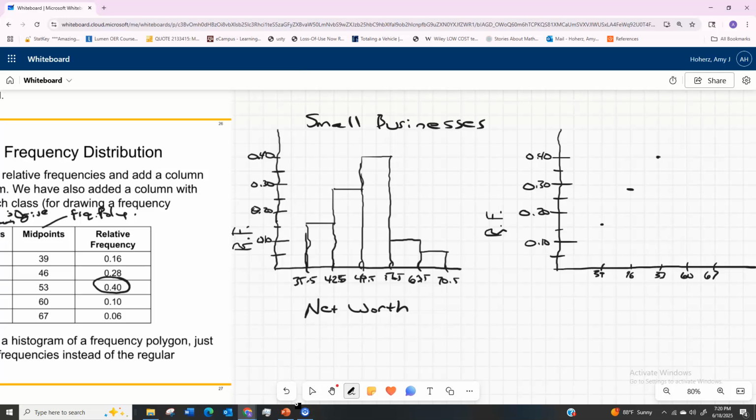And then at 60, I'm at 10%, and at 67, I'm at 0.06. Then I connect those dots. Okay, so get those dots connected.